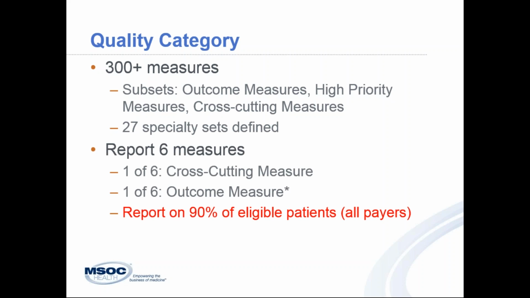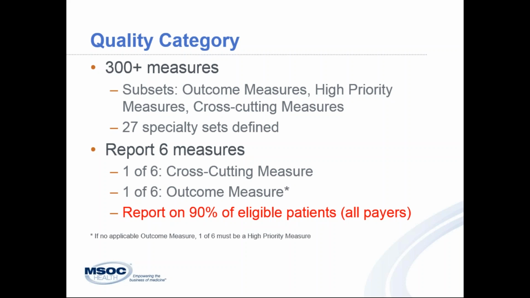You will be required under the proposed rule to report on 6 measures. Any 6 measures that you choose, except one of the 6 has to be a cross-cutting measure, and one of the 6 has to be an outcome measure. If you don't have any applicable outcome measures, then one of the 6 has to be a high priority measure.